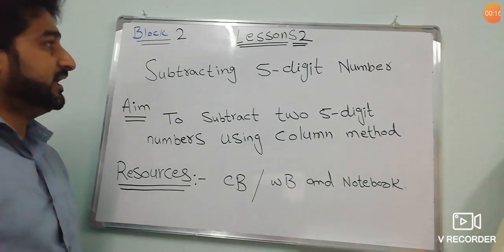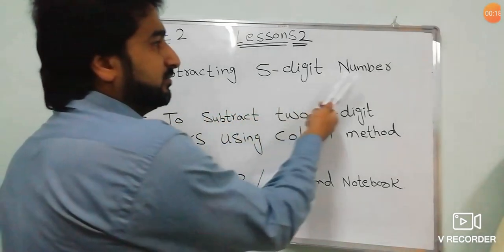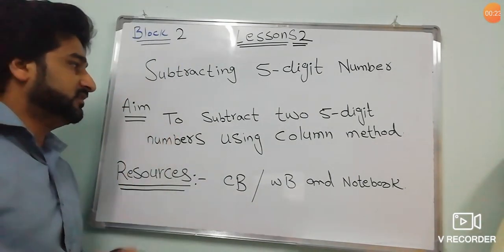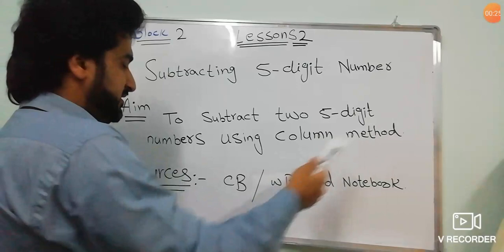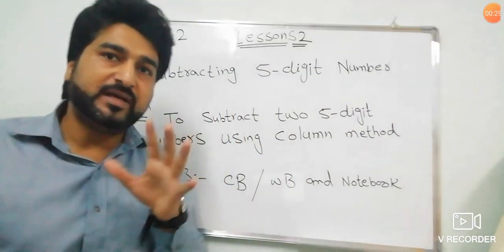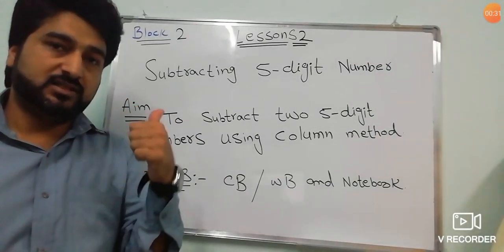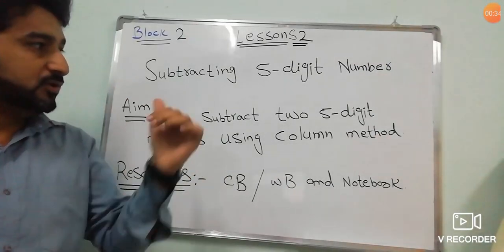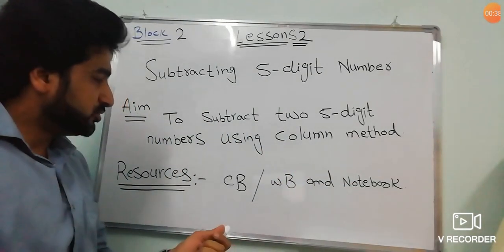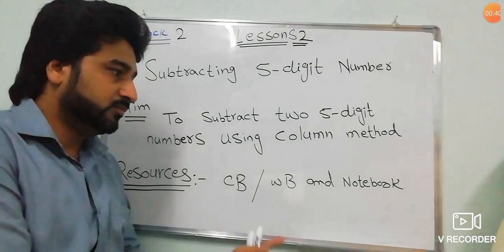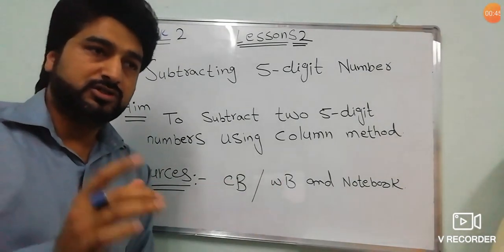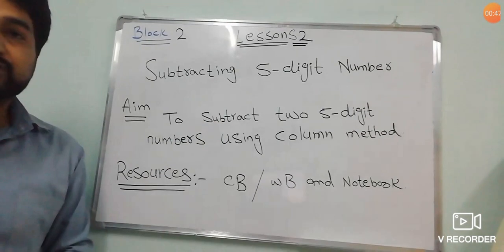So lesson 2 is subtracting 5-digit numbers. The aim for this lesson is to subtract two 5-digit numbers using the column method. Same like we used the column method to add in lesson 1, the same method we'll use here to subtract. The resources for this are the content book, workbook and notebook. These three things must be with you when you are watching the video. So let's start our session.